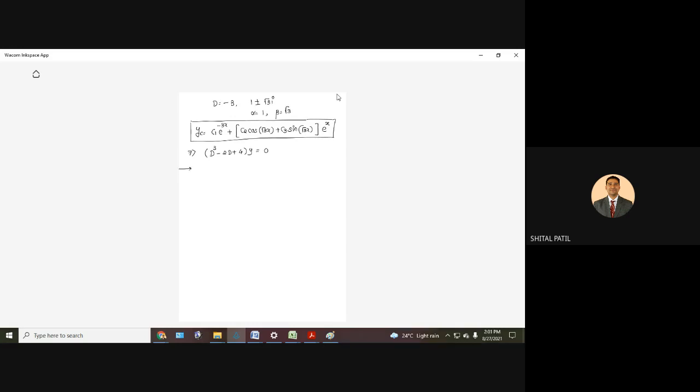d³ - 2d + 4. Okay, so let me use the synthetic division method. There is no term of d², so the coefficient is 0. That also we have to consider. 1, so unfortunately 1 is not a root. Anyone got the root?